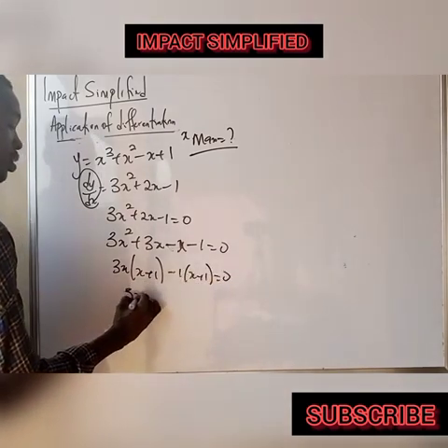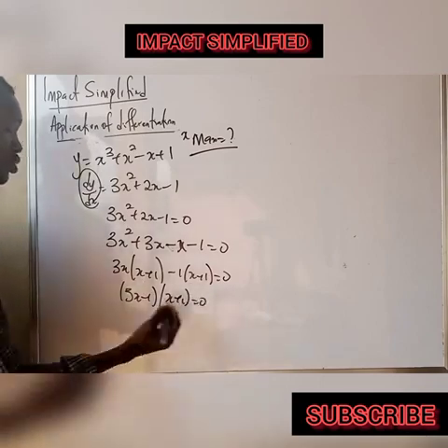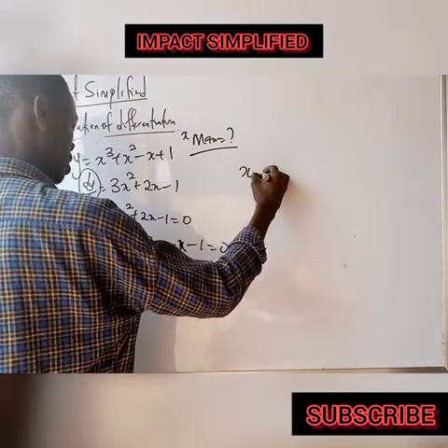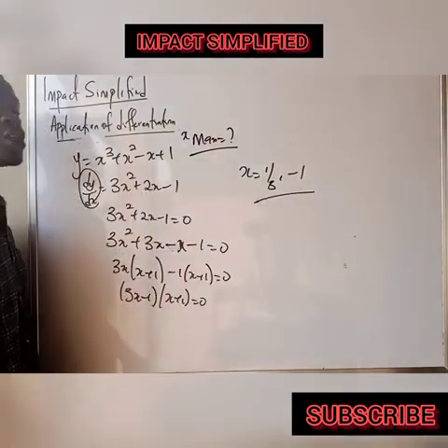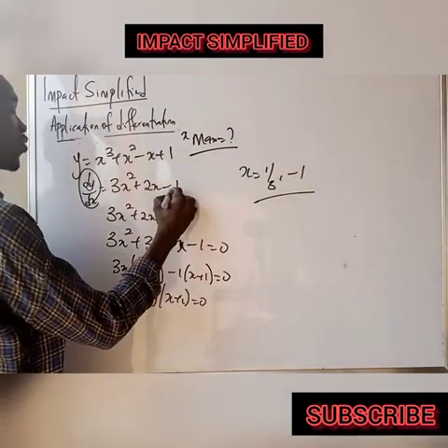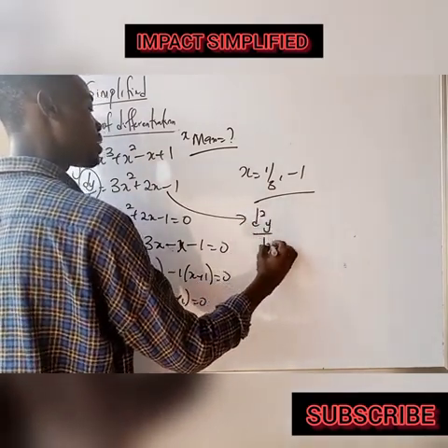And what do we have? 3x minus 1, and x plus 1 is equal to 0. Equate it to 0. What is your x? 1 over 3, and then we have minus 1. Both will be in the options. But we need to check. And for us to check, go back to differentiate your dy/dx. And that will give us what?